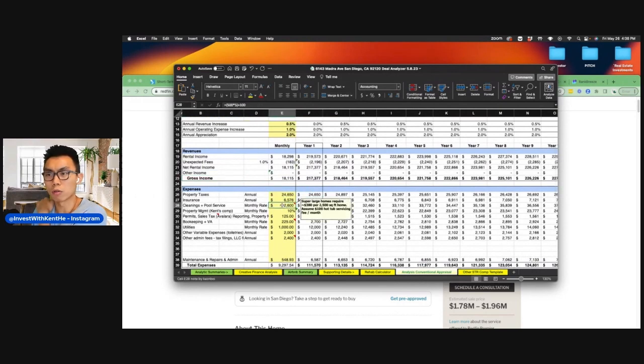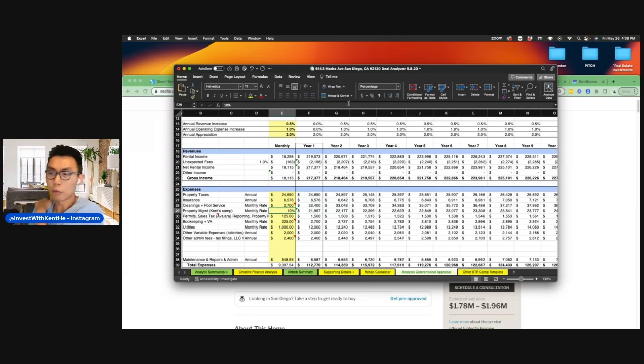Insurance, you can get a quote. Cleanings, I put in $500 per clean, assuming 5 cleans a month. I think what we would do here is actually, it costs us about $200 per month for our pool service thing in Scottsdale. I'm going to assume at the minimum, that's what's going to cost here in this market.